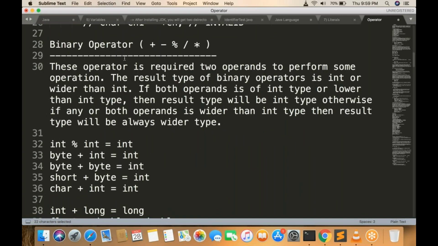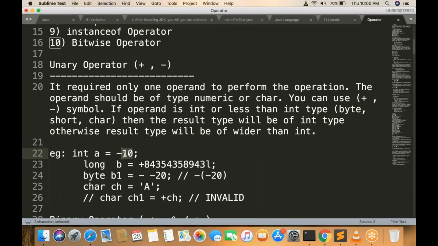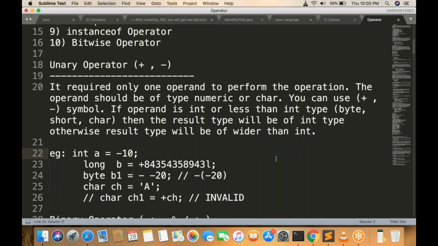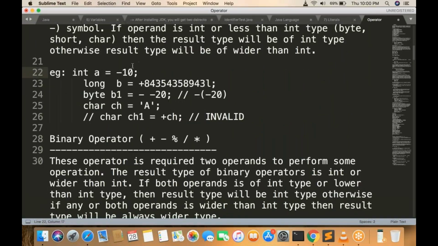Okay, and if it is a unary operator, only one operand is required, and if the operand is int or less than int, then it will always return int only. Otherwise the return type would be whatever the type of the value you are providing. See here, char ch is equal to 'a', this is the char type ch. Now you are writing char ch1 is equal to plus ch. Plus is the operator and ch is the operand, right?